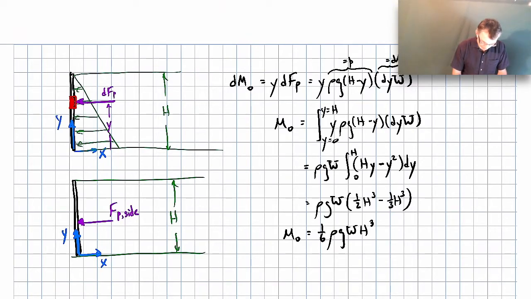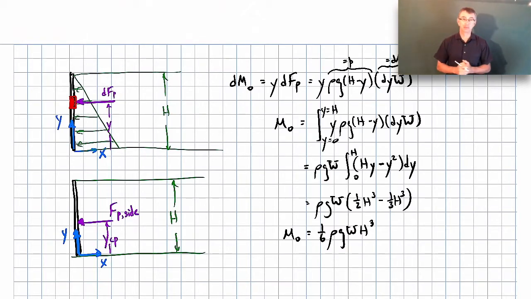And let's say that the location of that resultant force is at what we call the center of pressure, CP. So CP is center of pressure. That's where that resultant force is going to act. That's what we're really trying to solve for, to figure out where that center of pressure is located. So we want that to give us the same moment as the distributed pressure.